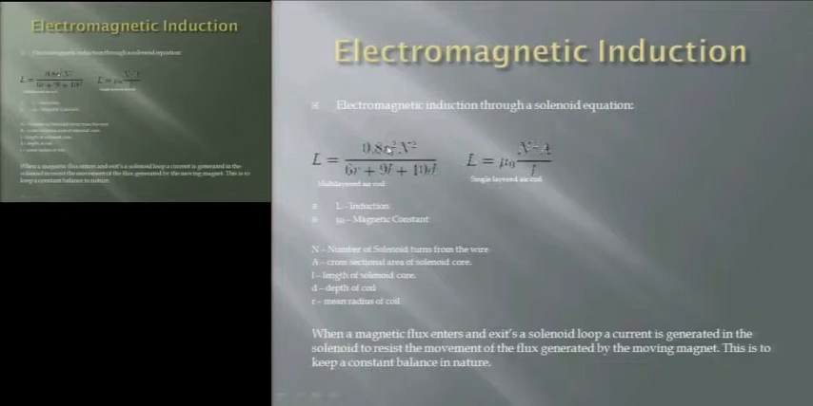So it's the radius because it's varying areas, because it's the overlap of the coils going around and around, like a wrap of duct tape. It's a mean, but the mean area. It's n squared, this is R, the mean radius, L, the length of the solenoid core, and D, which is the depth of the core.